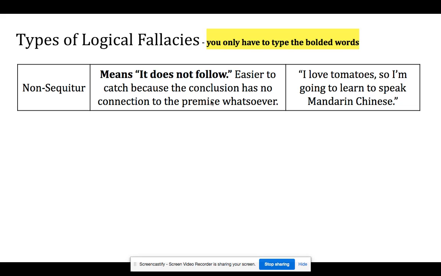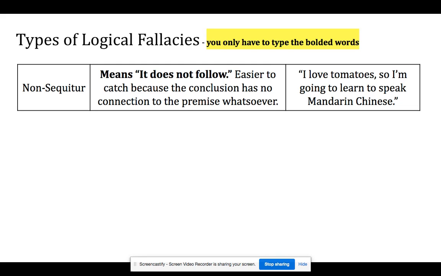For the answers, I'm going to have quite a bit typed out, just because some of them I think are a little more complex than others. But you only have to type the bolded words. If you feel you understood pretty well what non sequitur meant, this is all you really need to know. But if you need to know more, you can type out the rest of it. So you only have to type the bolded words for all of these answers. So non sequitur means it does not follow.